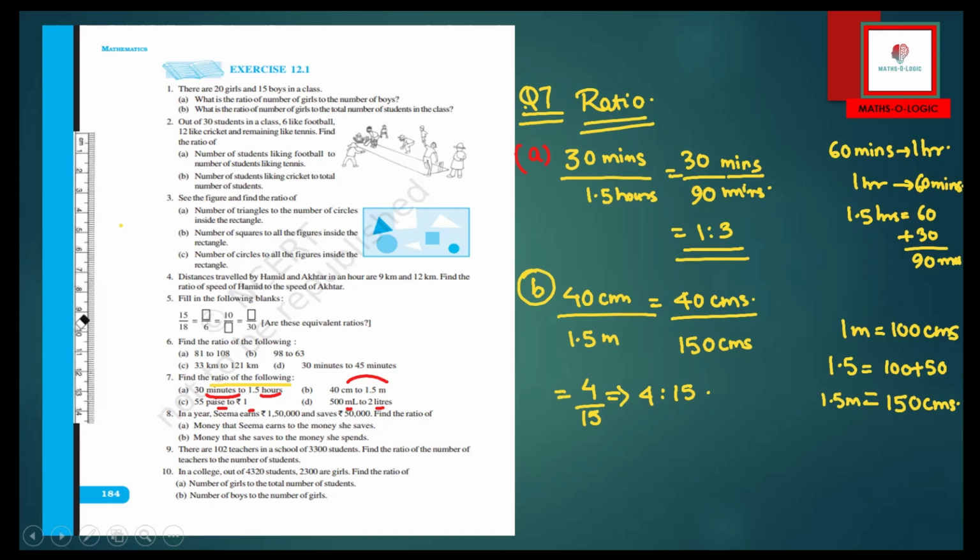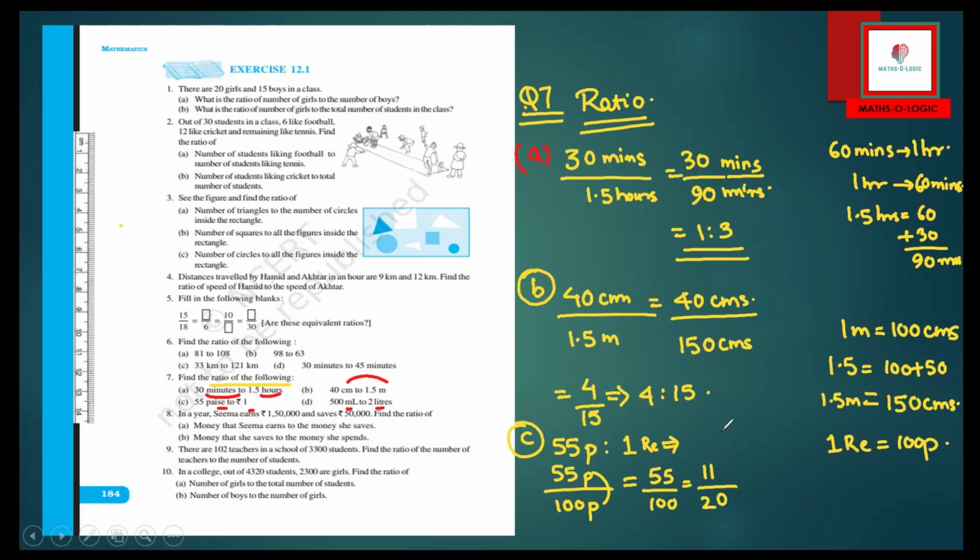Okay. So the next part, C. So the C says 55 paise to 1 rupee. Okay. So in 1 rupee, you will get 100 paisa. Okay. So just simply convert this to 55 paisa to 100 paisa. So now you'll see the units are same. So 55 by 100 and just simplify this as 11:20.